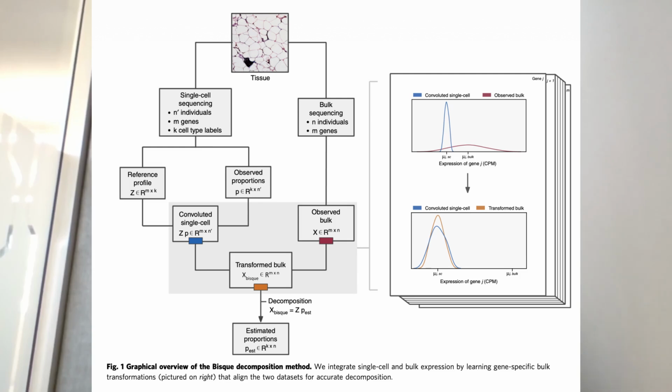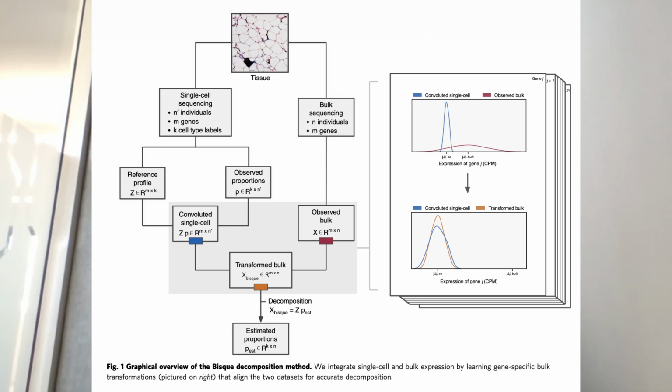The way it works is, I think that's a very good representation. You first have the tissue, then you do bulk RNA sequencing and single cell RNA sequencing. You have n individuals, ideally from the same tube or something. You have m genes, which have different numbers in each, but you just take the intersection.